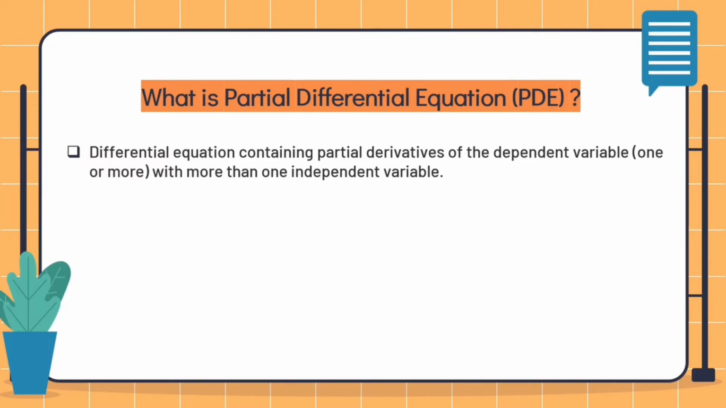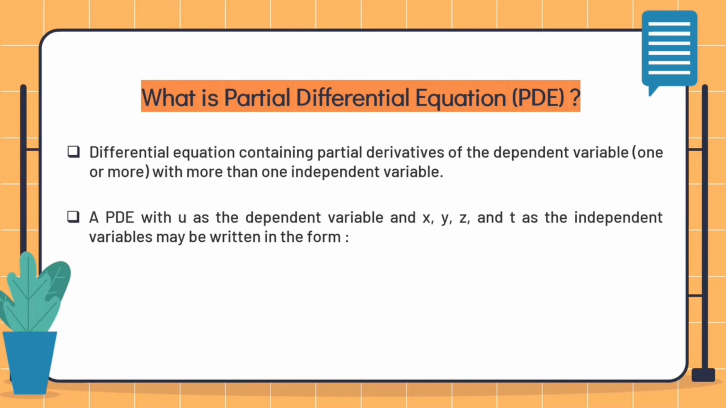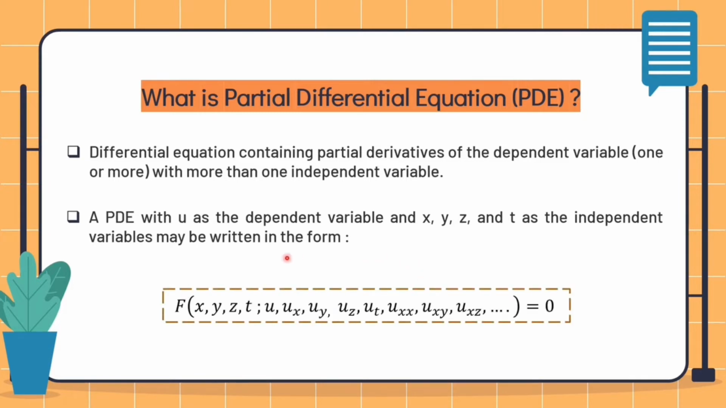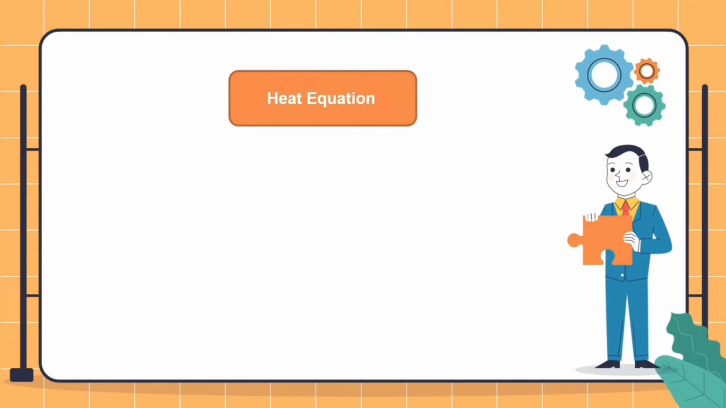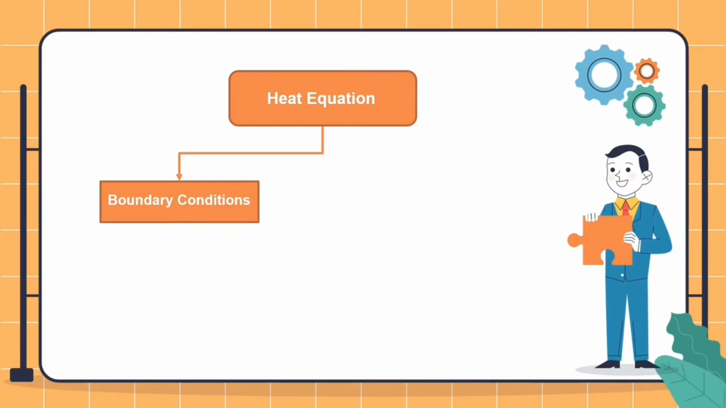one independent variable. A PDE with u as the dependent variable and x, y, z, and t as the independent variables may be written in this form. The Dirichlet Robin equation is actually one of the heat equations. In order to find the heat equation, we need to satisfy both conditions, boundary condition and initial condition.